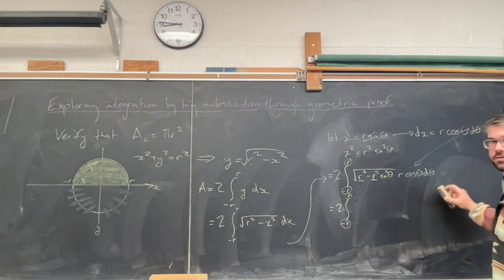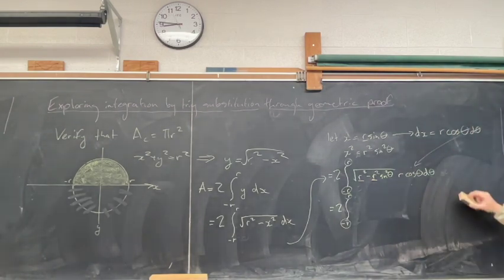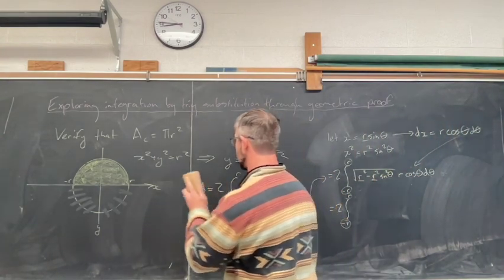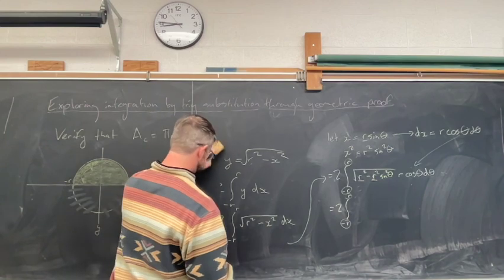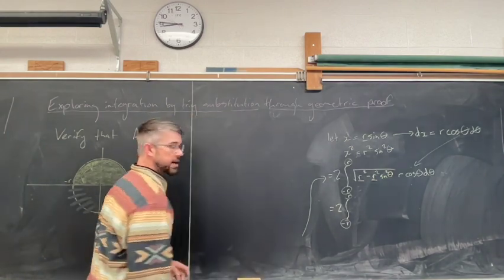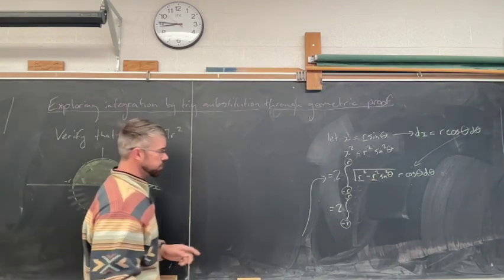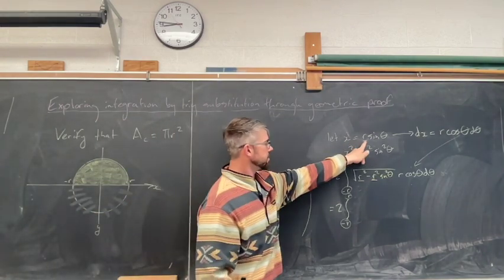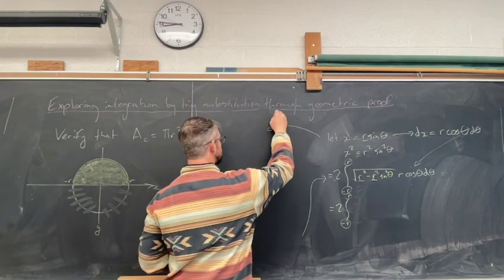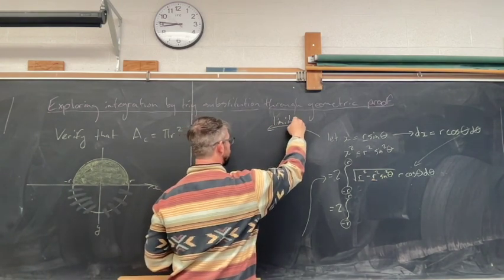Where will I do that? Do I have room over to the side? I think I don't. I'm going to have to erase over here. I don't want to erase my circle. Sorry, I didn't plan out my blackboard space as well as I should have. So we let x equal r sine theta. We also need to consider our changes to our limits of integration.